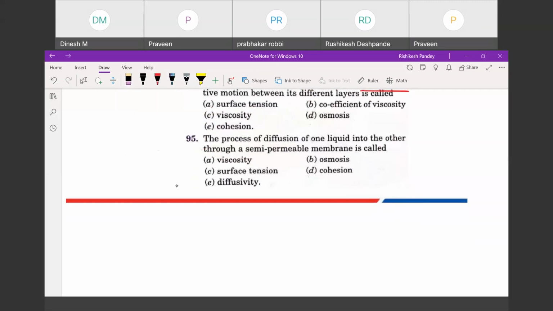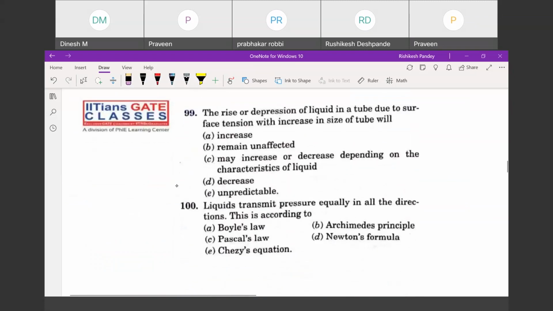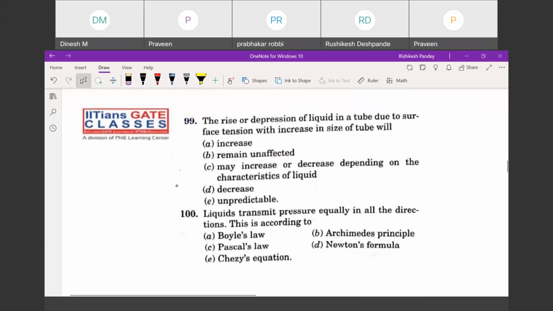This is just a general knowledge type of question. Yes. The process of diffusion of one liquid into another through a semi-permeable membrane is called what? Osmosis. It's not viscosity, surface tension, cohesion, or diffusivity. Osmosis, we say. Okay. Next. 99.